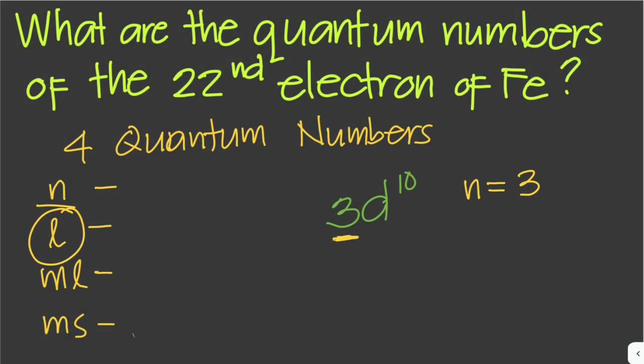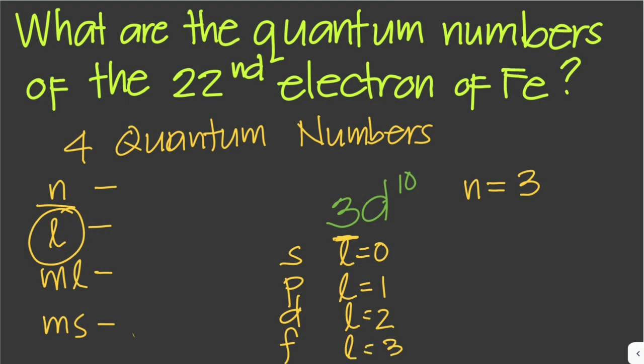And for the value of L, this depends on the regions in an atom where electrons are most likely to be found, which are the SPDF orbitals. So L is equal to 0 for S orbital, and L is equal to 1 for P, L equals 2 for D, and L equals 3 for F. In this case, we have D here, therefore the value of L is equal to 2.